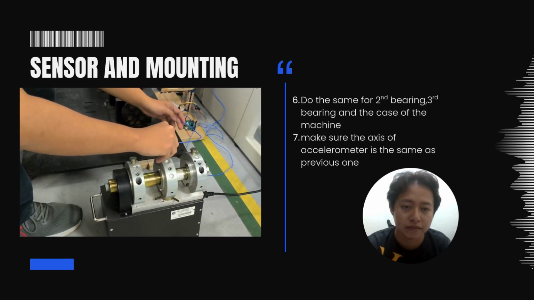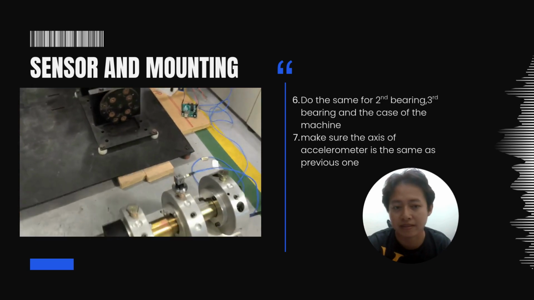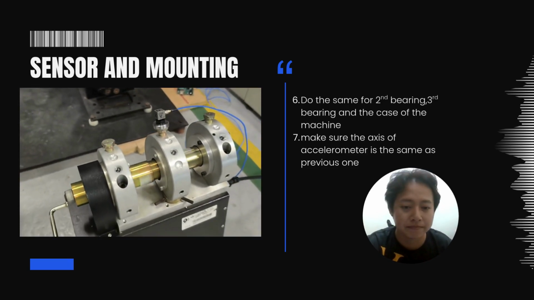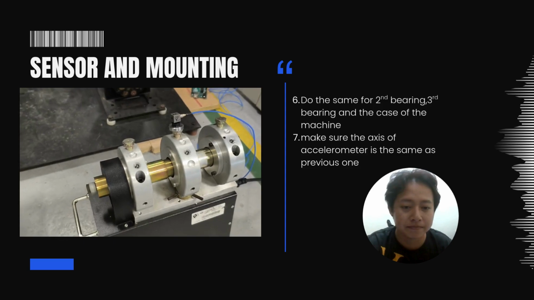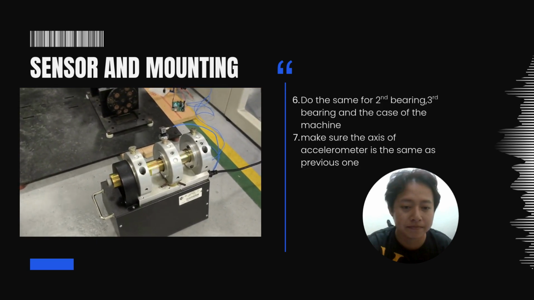Next, you do the same thing for the second and third bearing and the case of the machine. You have to make sure that the axes of the accelerometer are the same as the previous one.